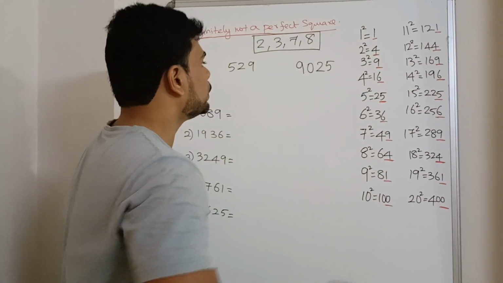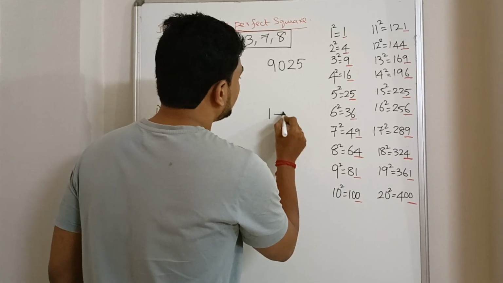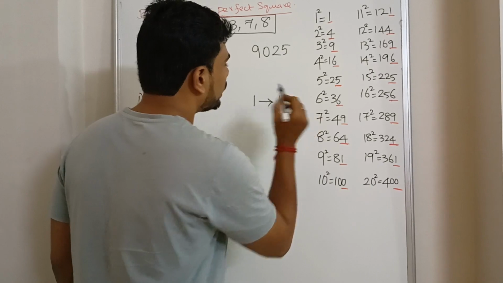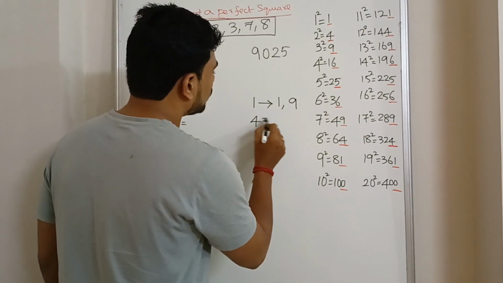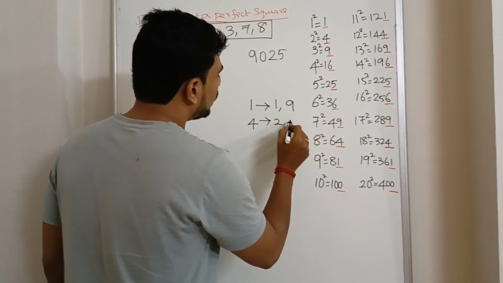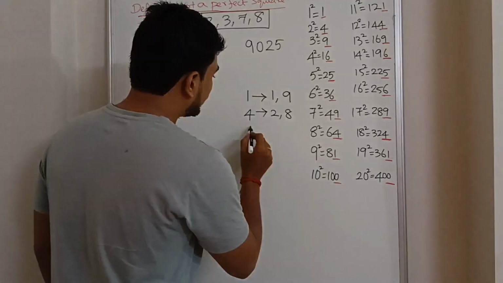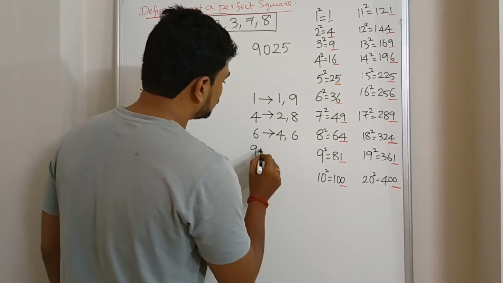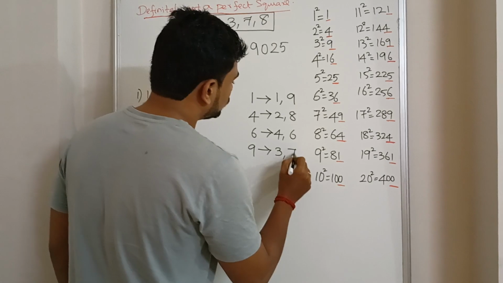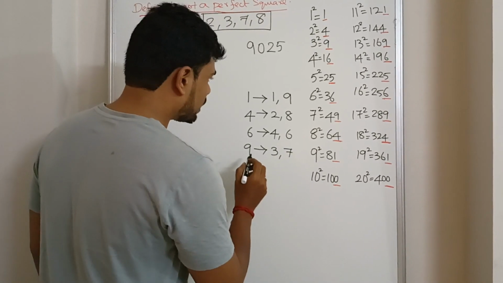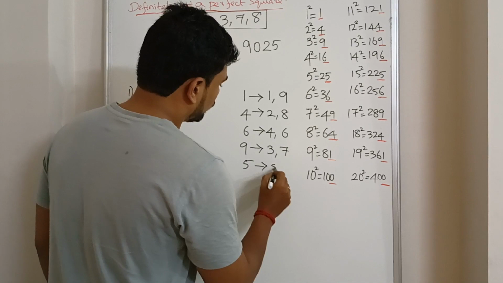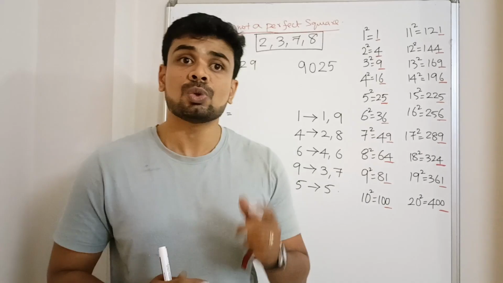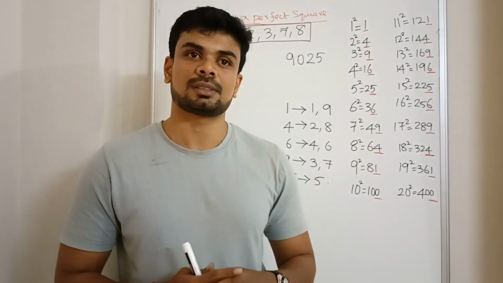So see guys, the unit digit 1 comes in which perfect square numbers? 1 square is 1, 9 square is 81. Whereas 4 comes under 2 square 4 and 8 square 64. Next, 6 comes under 4 square 16 and 6 square 36. 9 comes under 3 square 9 and 7 square 49. And another, 5. So in order to solve within a fraction of seconds, you have to grasp the companion numbers.